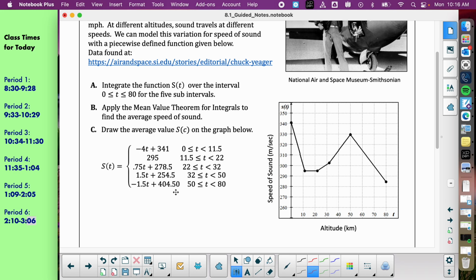How would I find the area of the first section? Let's just do one of them. Say what? Okay, what would we type in then?